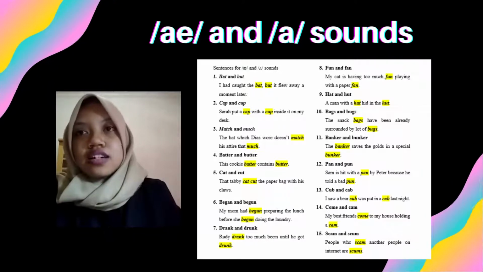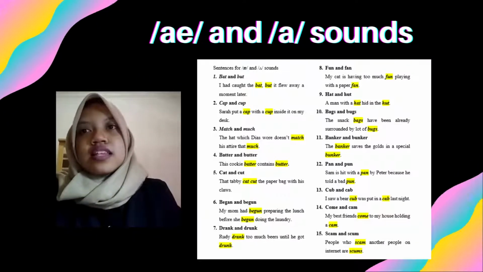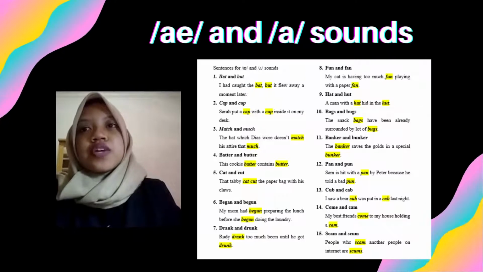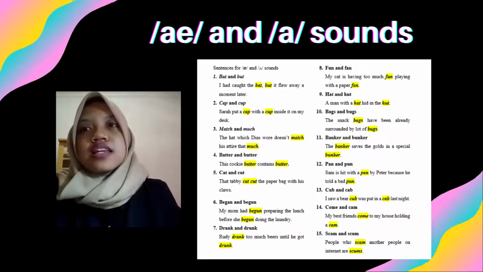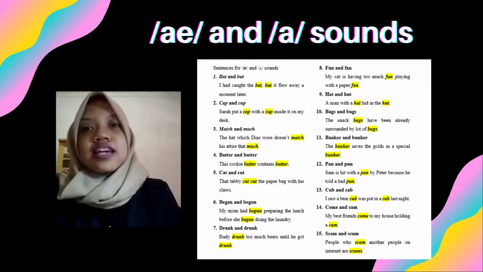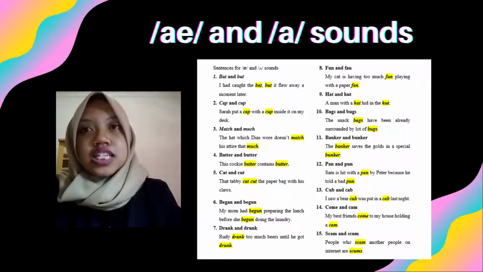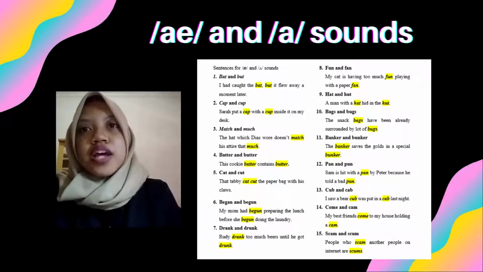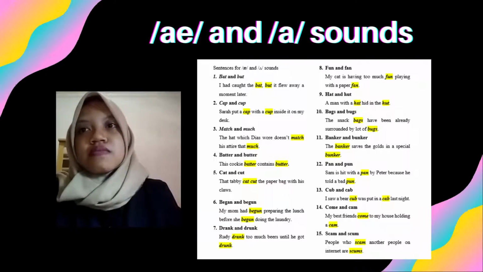And then number five, we have cat and cut. That tabby cat got the paper bag with his clothes. That tabby cat, C-A-T, cut, C-U-T, the paper bag with his clothes.